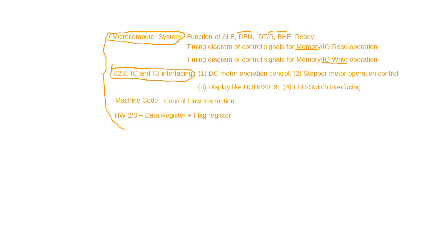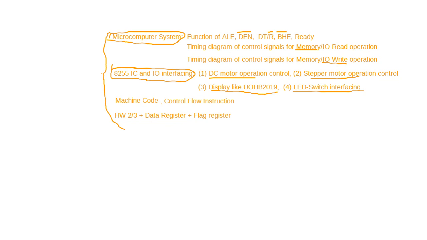Okay. And then the 8255 IC and input output interfacing. In this chapter we discussed many examples, but only four are here. One is DC motor operation control. One is stepper motor operation control. One is a character display, UOHB2019 for example, and one is LED switch interfacing. These are the four examples we discussed. Three we did in the lab and also discussed in lecture time.